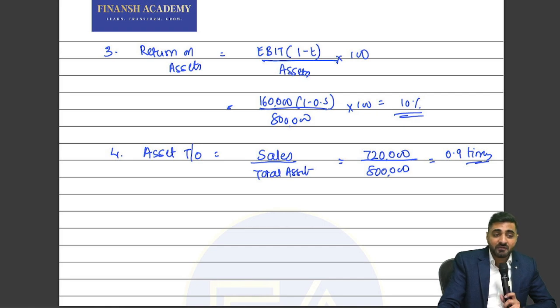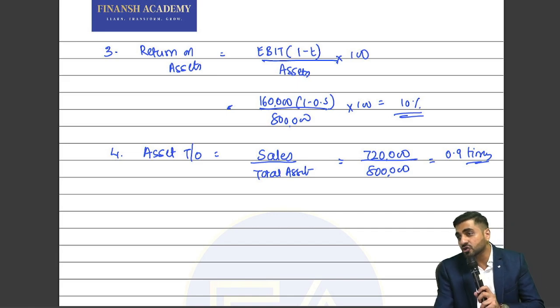Turnover ratio should always be in times. Return ratio should always be in percentage. Profit ratio, percentage. Balance sheet ratio, always in pure numbers. Coverage ratio also in times. It's not 9 times, it's 0.9 times. Understood this? Always remember that your suffix is very important. If you write 0.9%, this is not correct.